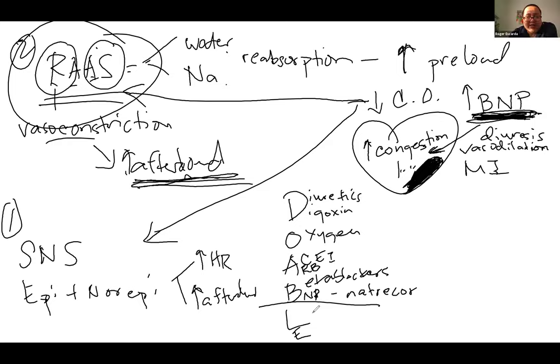The L here is not really pharmacologic. It's the low sodium diet, which is part of non-pharmacologic therapy. E is exercise. And there will be an S, which is smoking cessation, which we have a lot out there. We still have a lot of smokers, which again, this one contributes to atherosclerosis, increased afterload, increased heart failure or poor cardiac output.